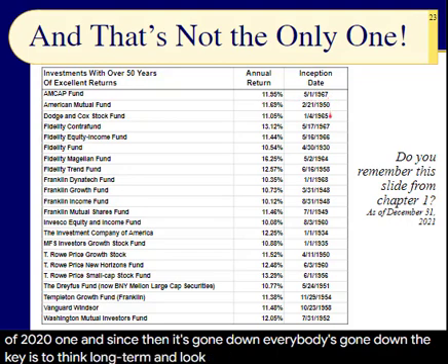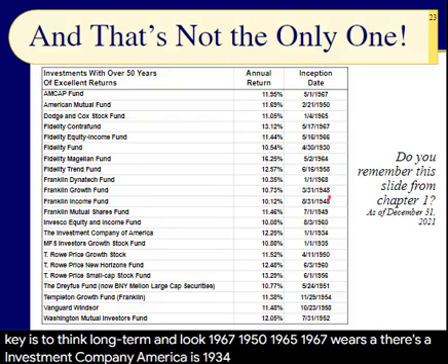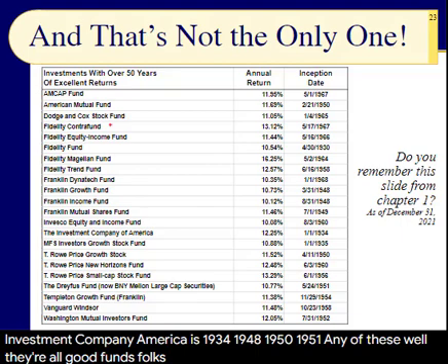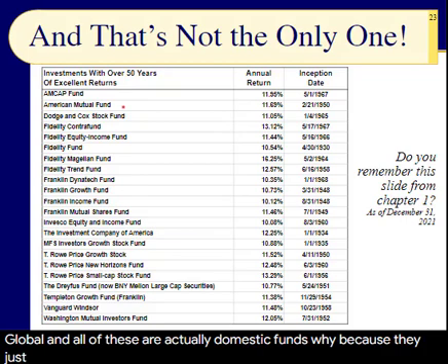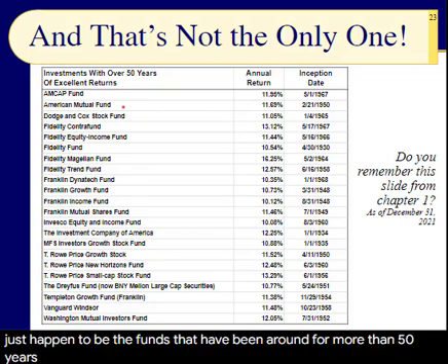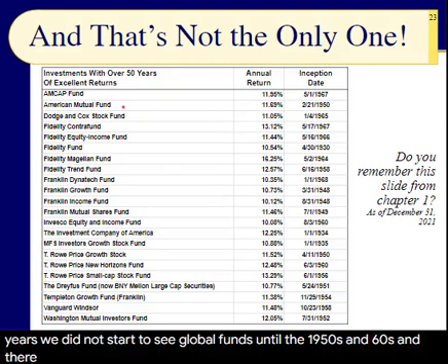And look: 1967, 1950, 1965, 1967. Investment Company of America is 1934, 1948, 1950, 1951. Now, would I recommend any of these? Well, they're all good funds, folks. But again, I try to get people to think global, and all of these are actually domestic funds. Why? Because they just happen to be the funds that have been around for more than 50 years. We did not start to see global funds until the 1950s and 60s, and there were only a few. And here's one of them.